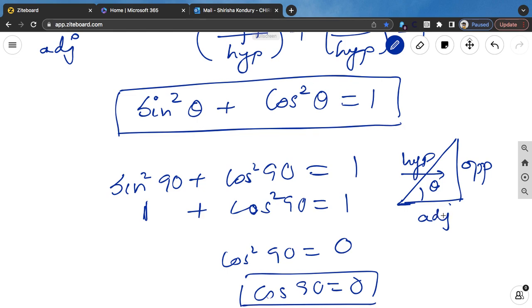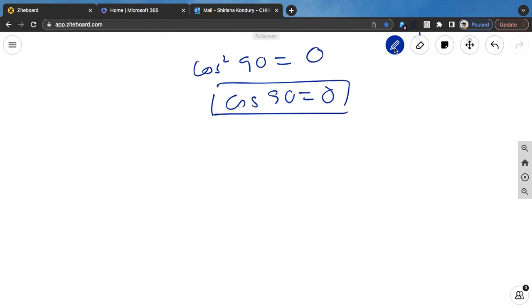As the angle goes on increasing towards 90, sine value is going on increasing because sine is opposite upon hypotenuse, whereas cos value is going on decreasing. Will it ever become 0? Frankly speaking, no, because theta cannot be 90. But that's how we look at the values, that the maximum it can take is that the opposite side is same as hypotenuse and there is no adjacent side, right? So that's how we understand cos 90 and sin 90.